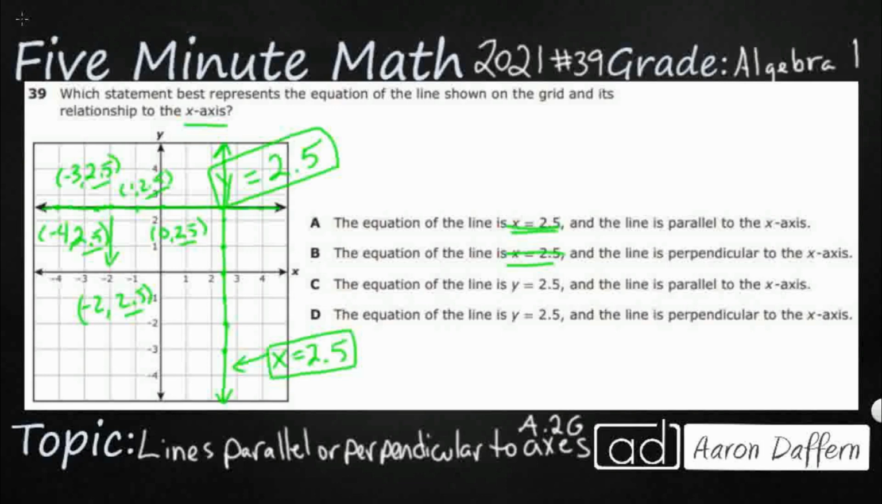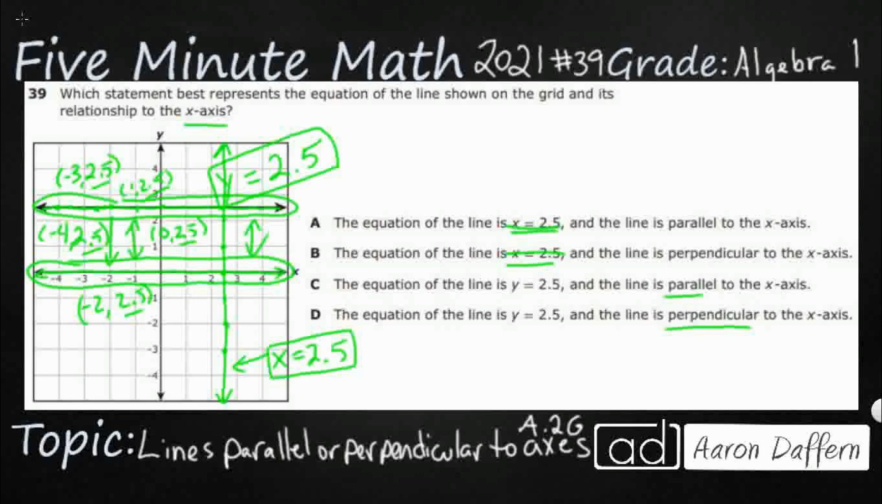Now we simply need to describe whether it is parallel or perpendicular. Okay? Well, it's going to look at the x-axis. So we're looking at the relationship to the x-axis. So here's my x-axis right here. So how would I describe this line, which they gave me, and this line, which is the x-axis? Well, you notice that they are the same distance apart. They're never getting any closer. They're never getting any farther away, right?